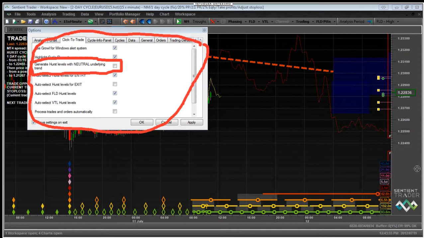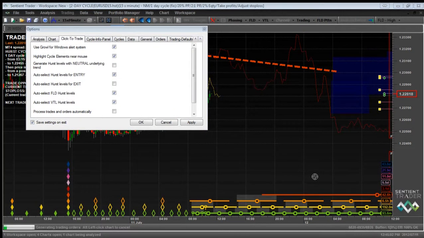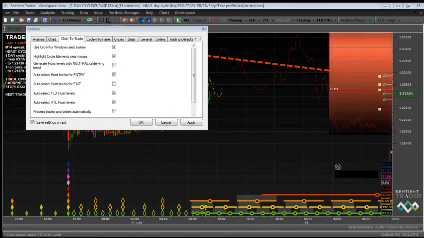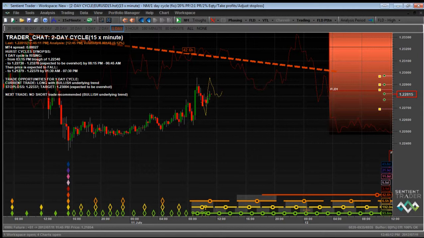You get fewer trading opportunities, but the opportunities you get are more likely to be profitable, which is, of course, the most important thing. You should never be scrounging around to find trading opportunities. There are so many trading opportunities around nowadays that you're spoiled for choice. So I don't believe in taking trading opportunities with neutral underlying trend.